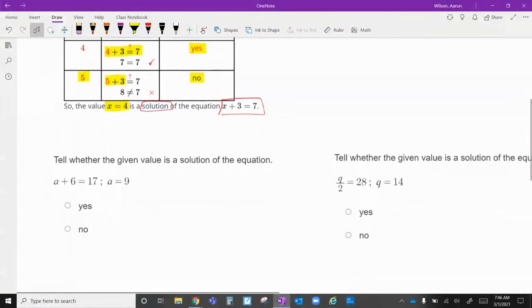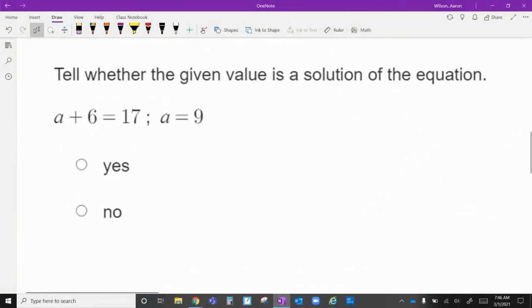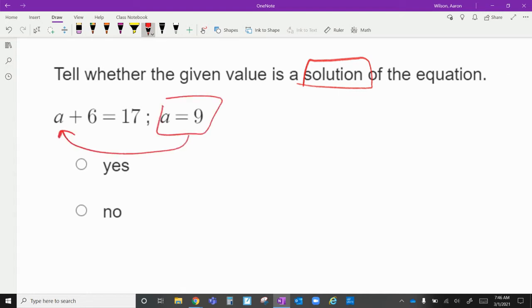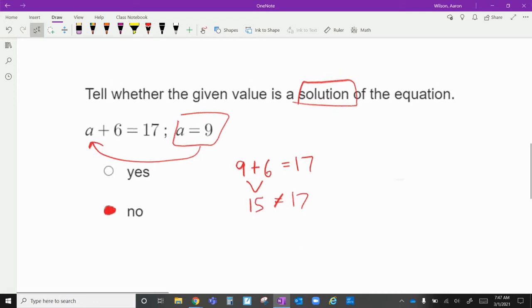Now we're going to jump into a few. This is supposed to be an easy start. It says, tell whether the given value is a solution of the equation: a plus 6 equals 17. So we have to know if it actually works. Does it solve our equation? If I tell you that a equals 9, we're basically substituting 9 where the variable a is. So is 9 plus 6 actually equal to 17? Well, 9 plus 6 is 15. So the answer is no, a does not equal 9. That is not a solution. That's how simple it's supposed to be.